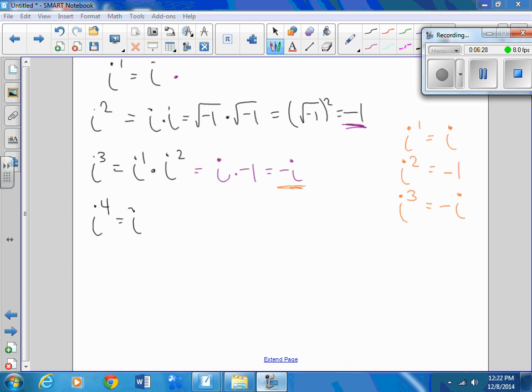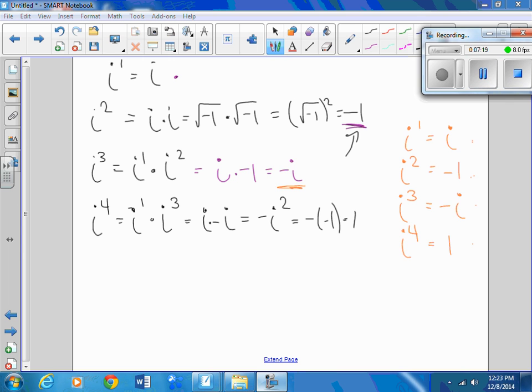Well, isn't i to the fourth just going to be i to the first times i to the third? Well, i to the first is just i, and i to the third is negative i. Okay, well, this is going to give me negative i squared, because I have i times i, that's i squared. But I already know i squared, that's negative 1. So this is negative 1, which is just 1. So looking at i to the first, second, third, and fourth, we get i, negative 1, negative i, 1.